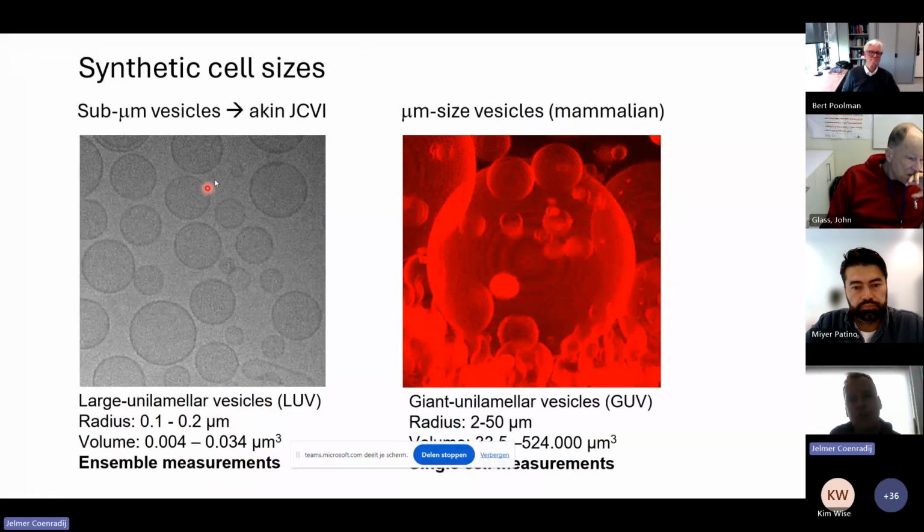And what I did is to have this system in 2 types of vesicles. We have a submicrometer vesicle, which is more in the size range of the JCVI cell. We call these large unilamellar vesicles. These allow us to do ensemble measurements, so we can measure many of these vesicles at the same time. I also did this with the arginine breakdown in a micrometer-sized vesicle. These vesicles are typically more in the size range of a mammalian cell. This allows us to do single cell measurements, so we can really observe the behavior of our arginine breakdown pathway in single vesicles.